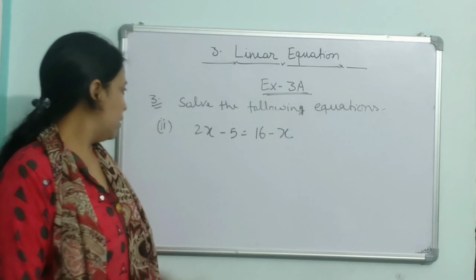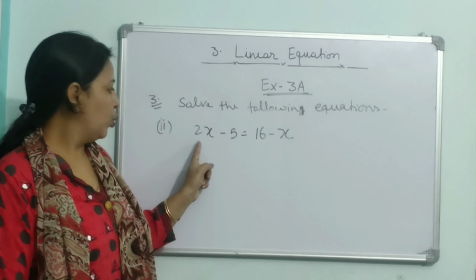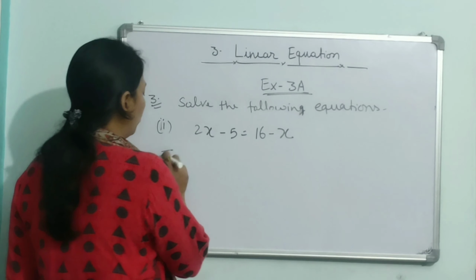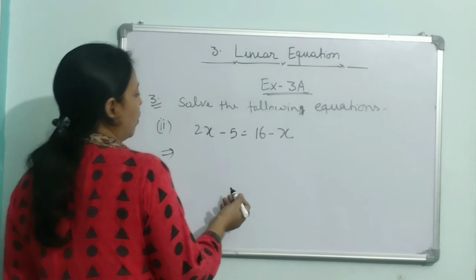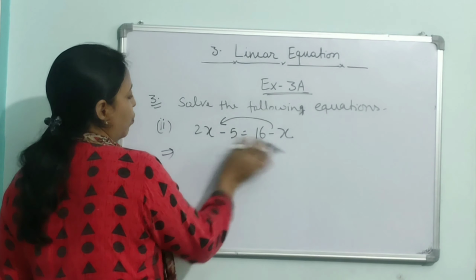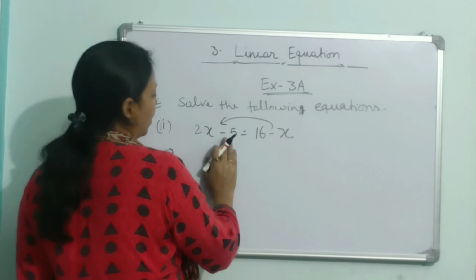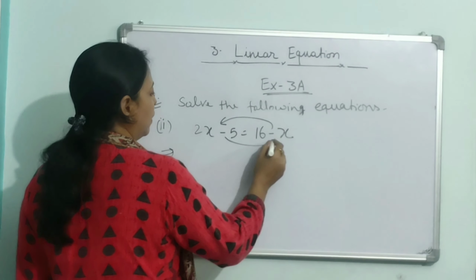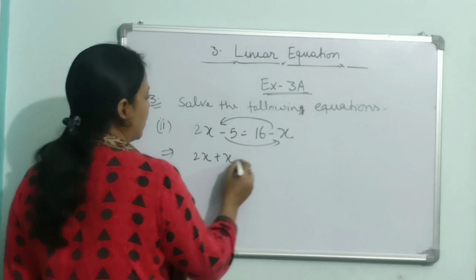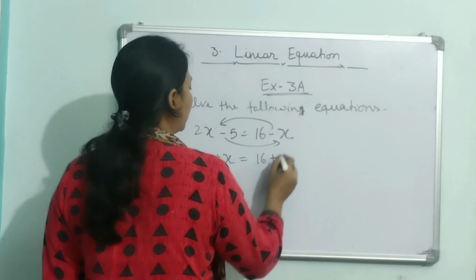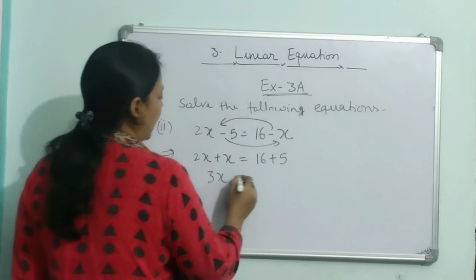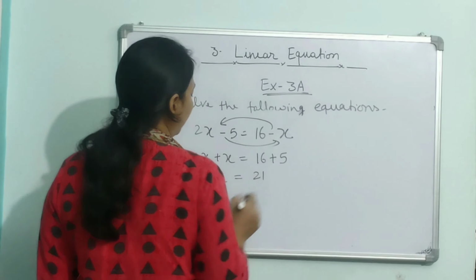Now next is question number 3, second one. 2x minus 5 is equal to 16 minus x. So now how to solve this one? In this what you will do? You will shift this minus x this side so that both x will come on one side, and this number, that is minus 5, you will shift on the other side, right hand side. So it will become 2x plus x is equal to 16 plus 5. 2x plus x is equal to 3x and 16 plus 5 is equal to 21.